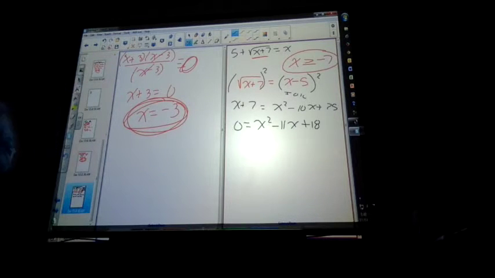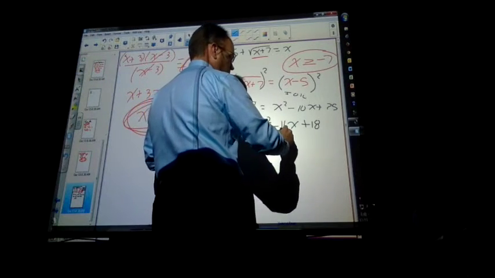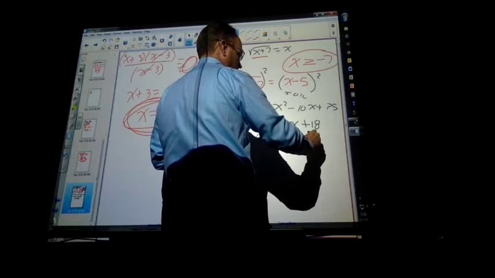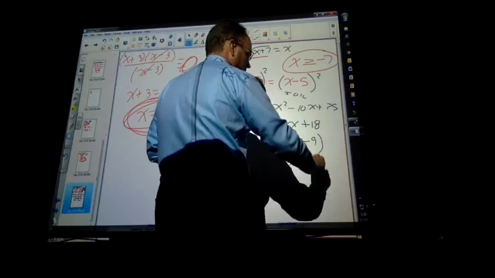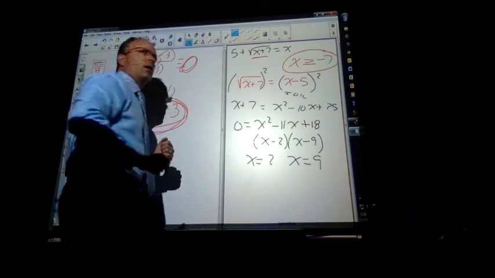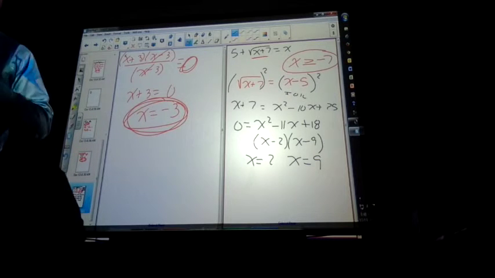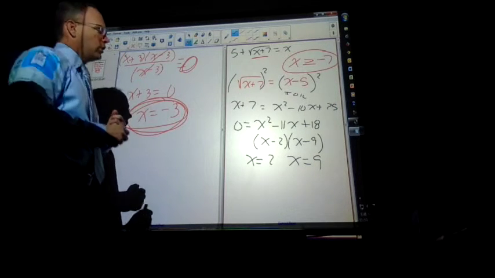What two numbers multiply together give me 18, add together give me negative 11? Negative 2 and negative 9. Thank you. Okay, so x equals 2 and x equals 9. Now we already said, do both of these answers satisfy that? Is 2 greater than negative 7 and is 9 greater than negative 7? So both answers could work. Let's make sure we don't have the extraneous solution.